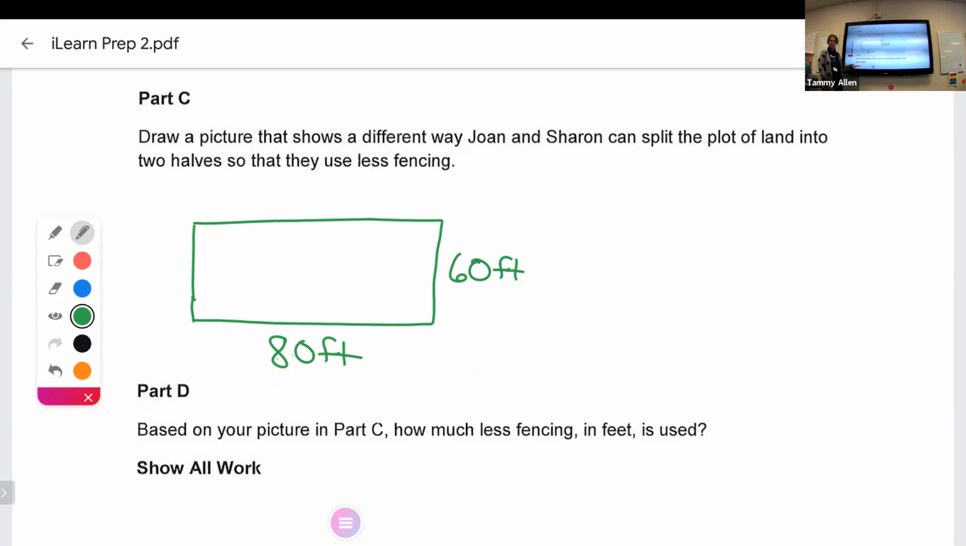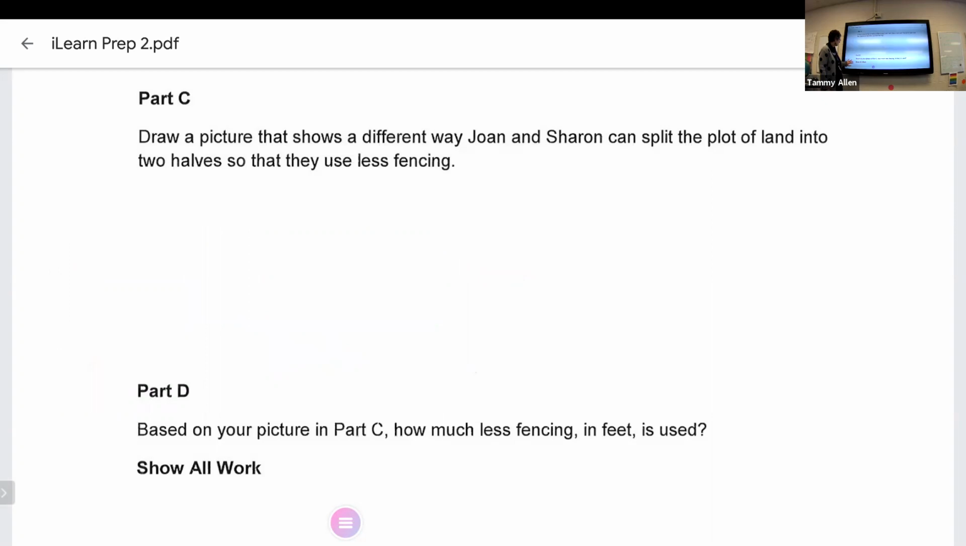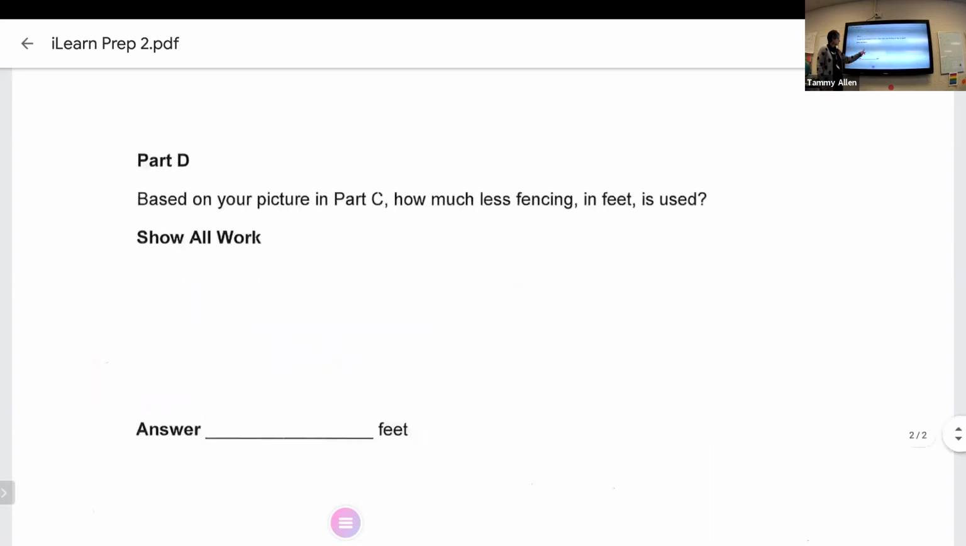Okay? So they want to be able to use less fence than the original. All right? Okay? Show your work there and put your answer here. Again, label your numbers so I know where you're coming from. That makes sense? I shouldn't just see a bunch of arithmetic there, and I'm supposed to understand what those numbers represent.